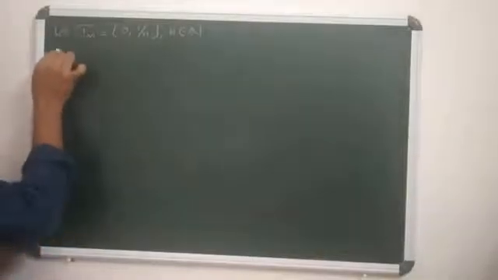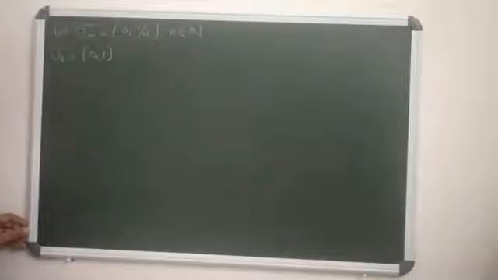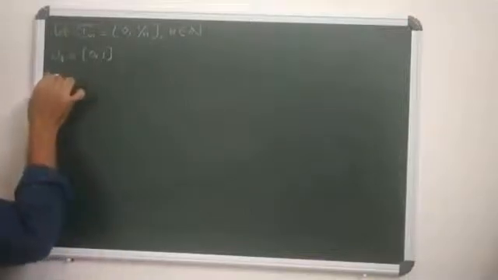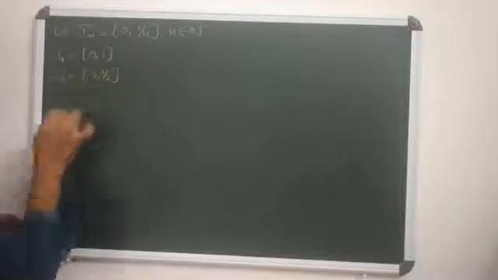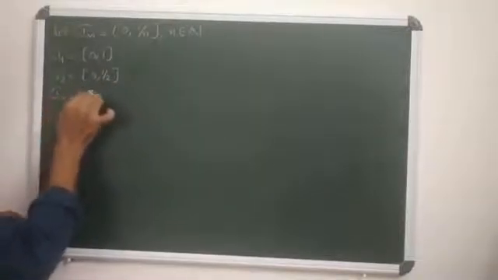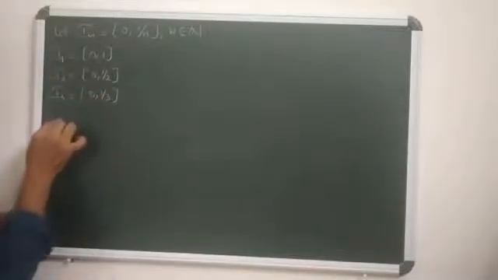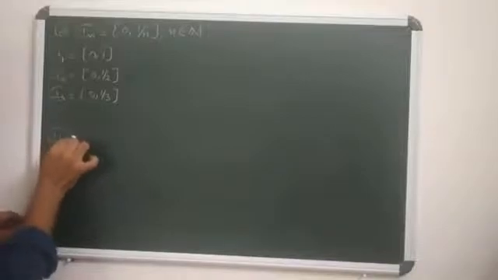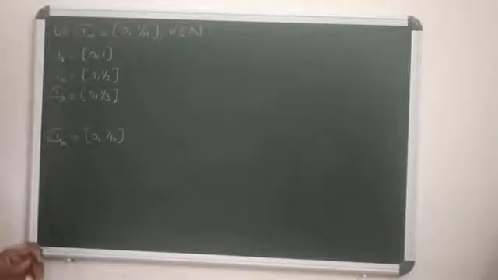Consider this interval. Here, what is I1? I1 equals the closed interval [0, 1]. Clear? What is I2? I2 equals the closed interval [0, 1/2]. What is I3? I3 is the closed interval [0, 1/3], etc. Ik is [0, 1/k], where k is a natural number.